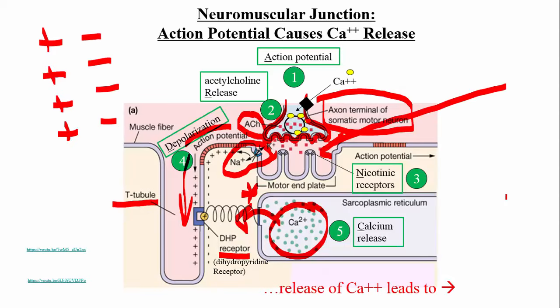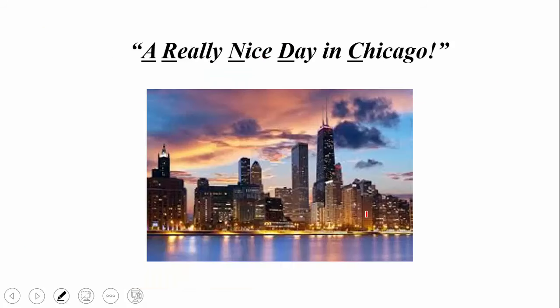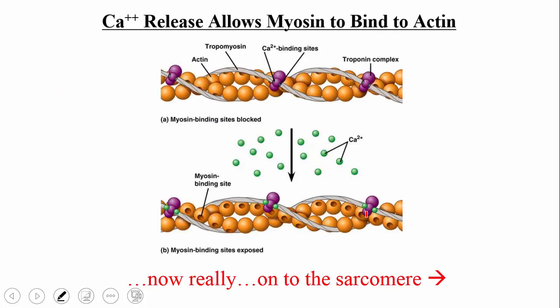Well, let's back up. And you can see here, A helps you remember action potential. A really is release, right? You have to remember acetylcholine too, but acetylcholine release. A really nice day in Chicago. Nice is nicotinic, day is depolarization, and Chicago is calcium release. So I encourage you to memorize that phrase to help you remember the previous slide, all the events that happen at the neuromuscular junction. Okay, now that calcium is released, what happens next?